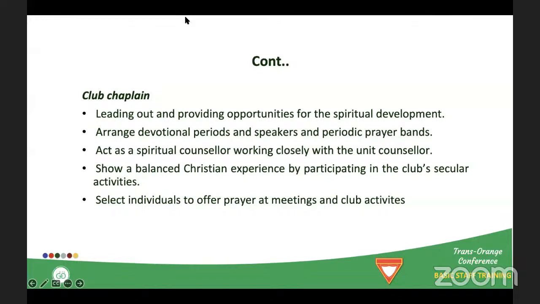So as a chaplain, you also participate in the activities that kids do on Sundays, whether it's a fundraising, a fun day, or games. You also need to participate so that you understand things from their point of view as well and how they see the world. And then we move on to the next slide.